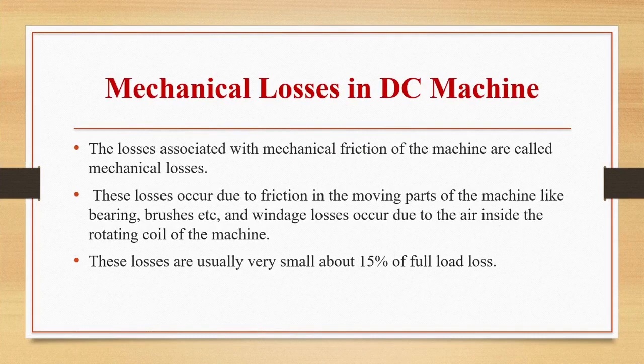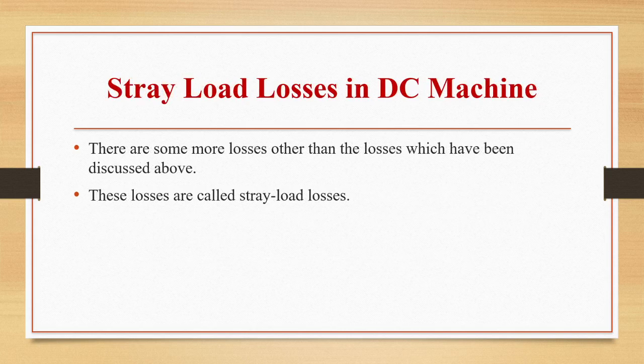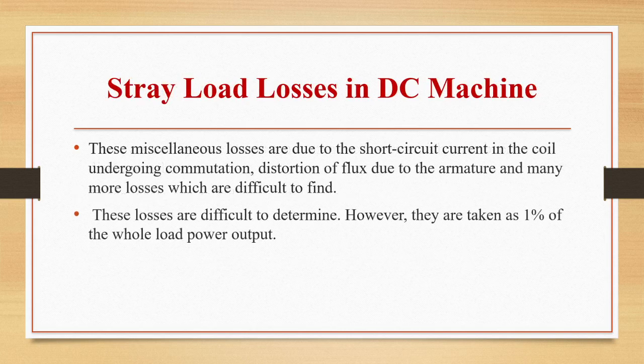Mechanical losses. These are the losses associated with the mechanical friction of the machine, and these losses occur due to the friction in the moving parts of the machine like bearings, brushes, etc. Windage losses occur due to the air inside the rotating coil of the machine, and they will contribute 15% of the full load loss.